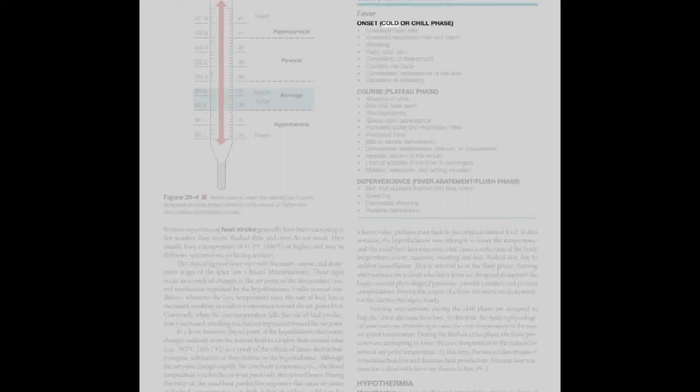Fever onset, cold or chill phase: increased heart rate, increased respiratory rate and depth, shivering, pallid, cold skin, complaints of feeling cold, cyanotic nail beds, gooseflesh appearance of the skin, cessation of sweating.